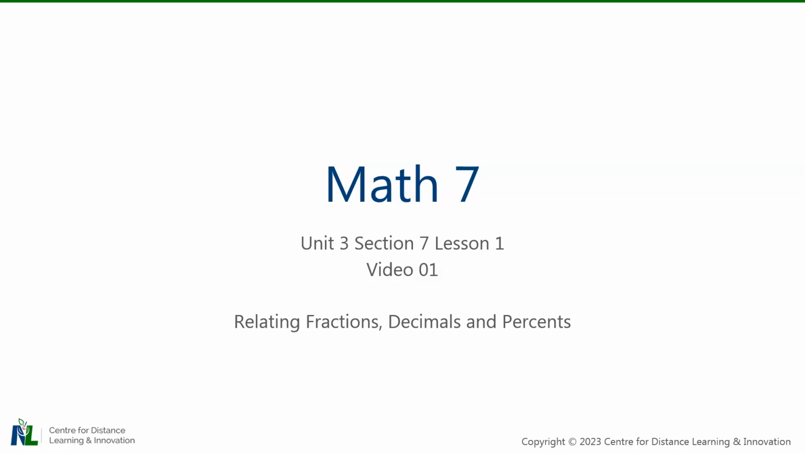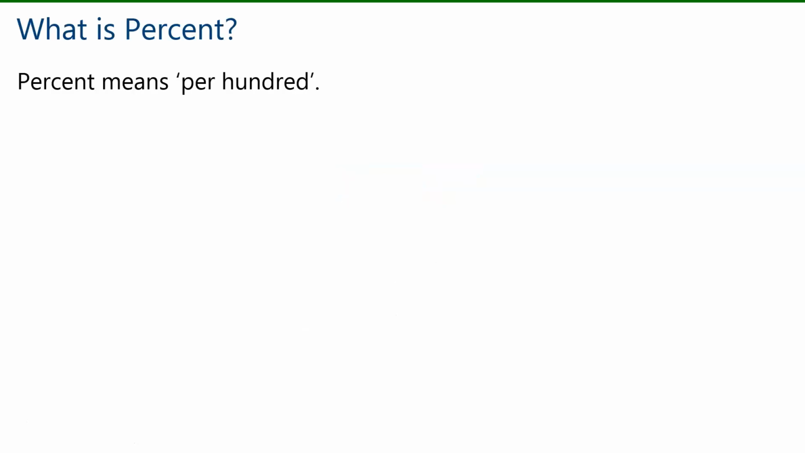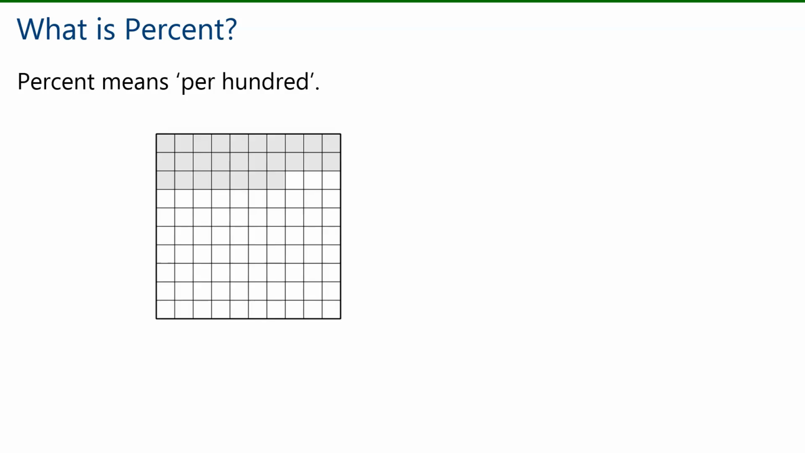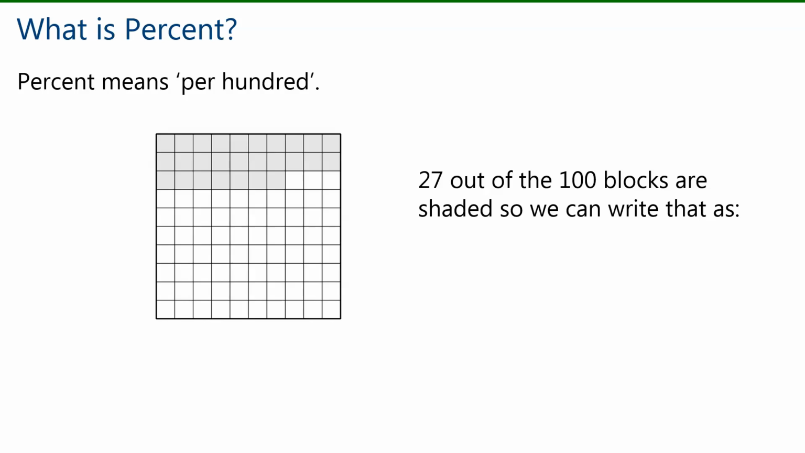Welcome to Section 7, where we'll look at relating fractions, decimals, and percents. Now, we already looked at fractions and decimals, so what is a percent? Well, percent means per 100. So if I have a flat here with 100 blocks, and 27 of those 100 blocks were shaded, we can express that as 27%. So 27 out of the 100 blocks are shaded.